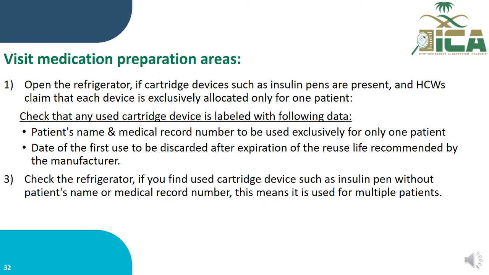If the healthcare worker answers that it is for one patient only, you need to be sure that it has a label with the correct data. It should have the patient name and medical record number, should be used only for one patient, and should have the date of first use of the insulin pen. You can also check the refrigerator for any open insulin pen without information, such as patient name and medical record. This means that they are used for multiple patients. You should be sure that the insulin pen or cartridge device is used for one patient and has a label with the correct data for that patient.